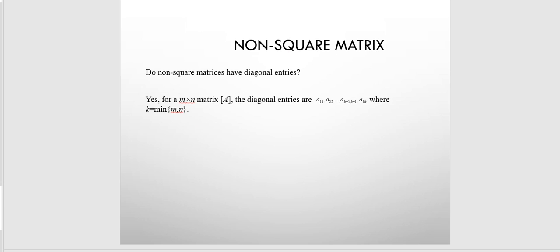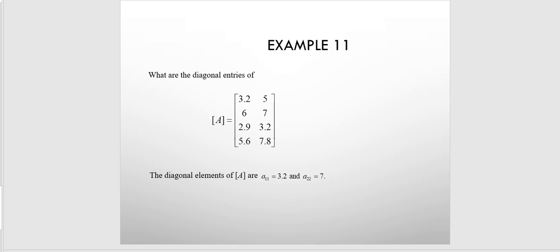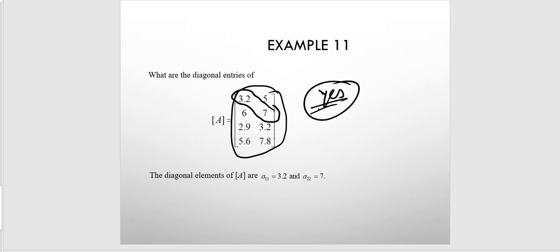Next one, non-square matrix. Do non-square matrices have diagonal entries? The answer is yes. M by N matrices can have them in this way. So a non-square matrix is this. Okay. Now what are the diagonal entries? So this is the diagonal. That's it. So if a non-square matrix has a diagonal, the answer is yes. Very much they can.